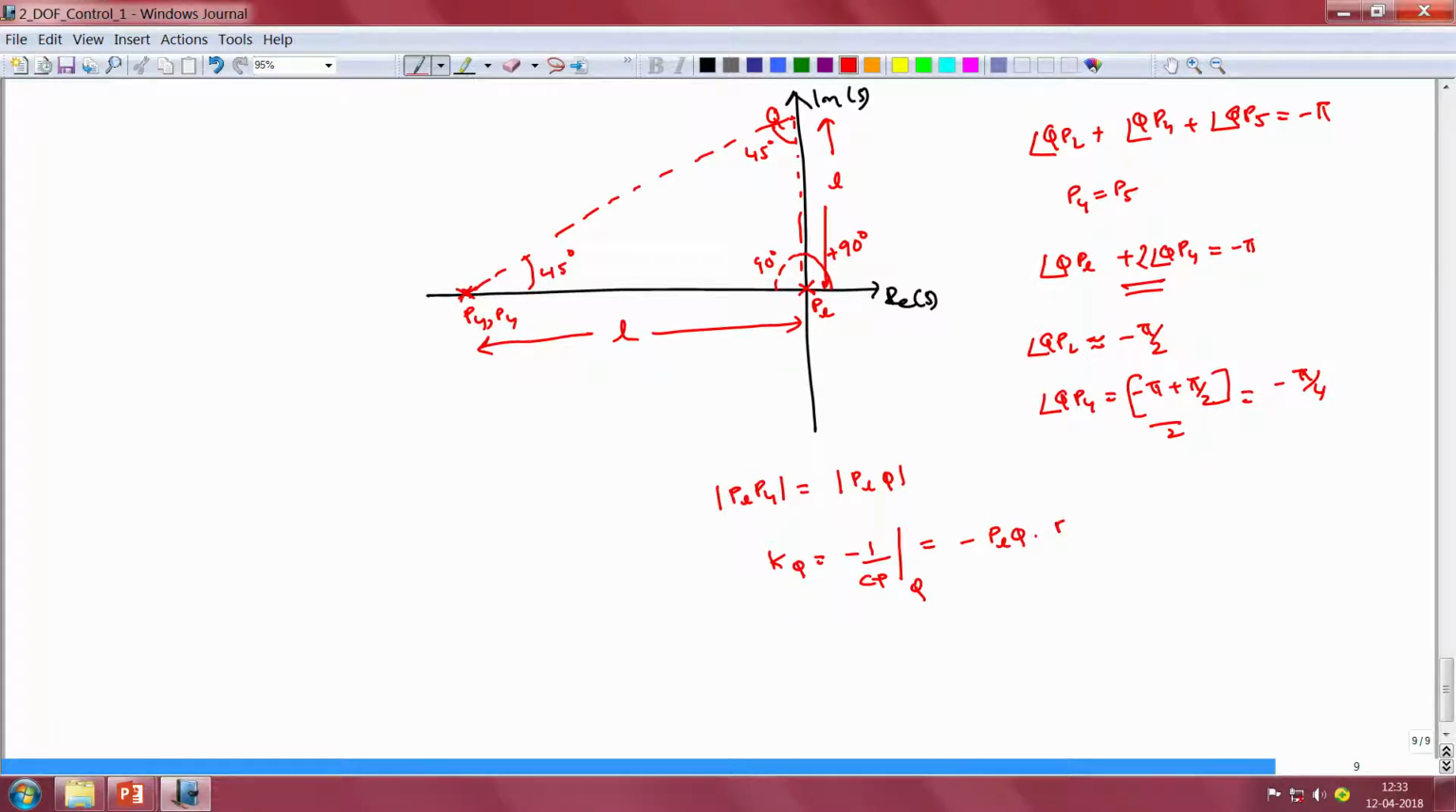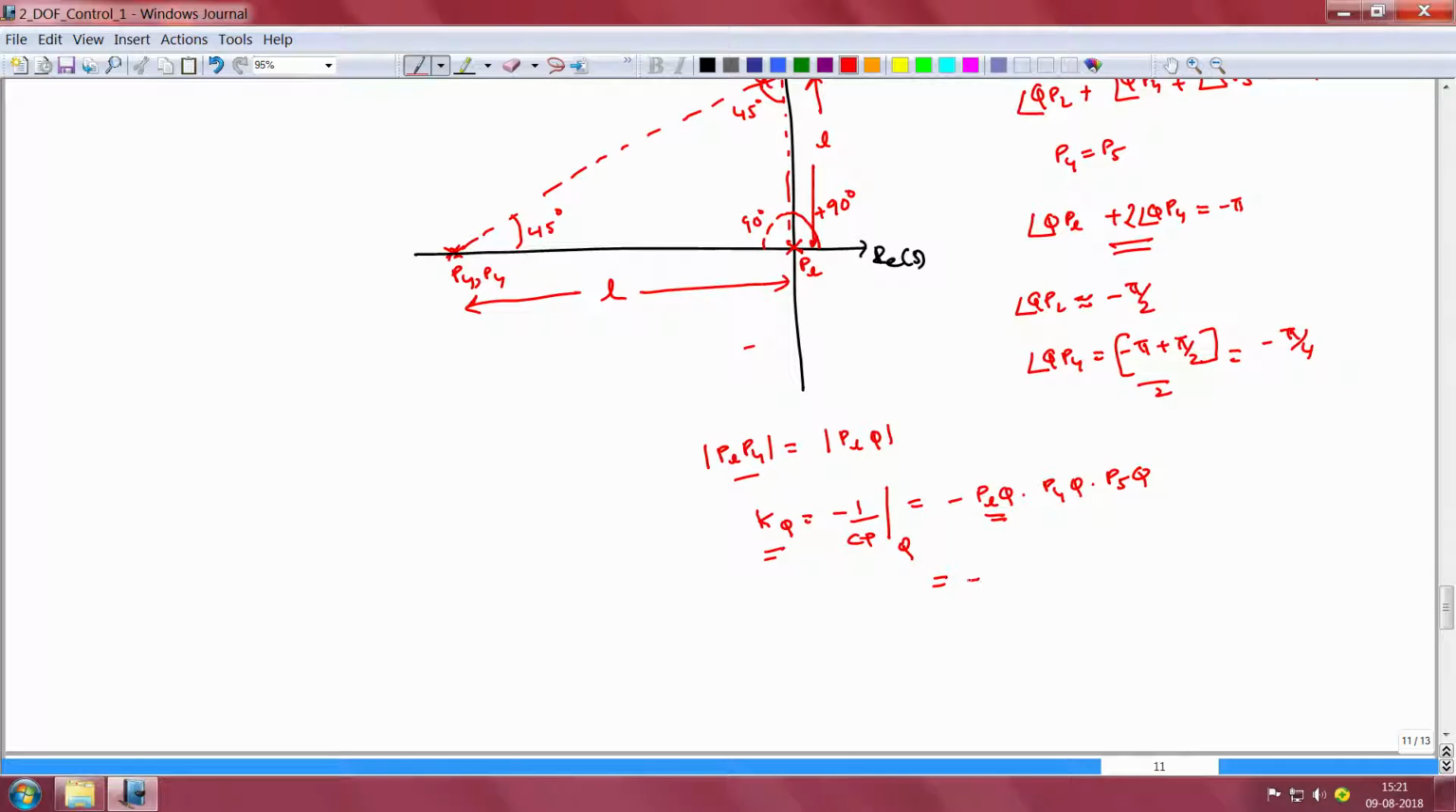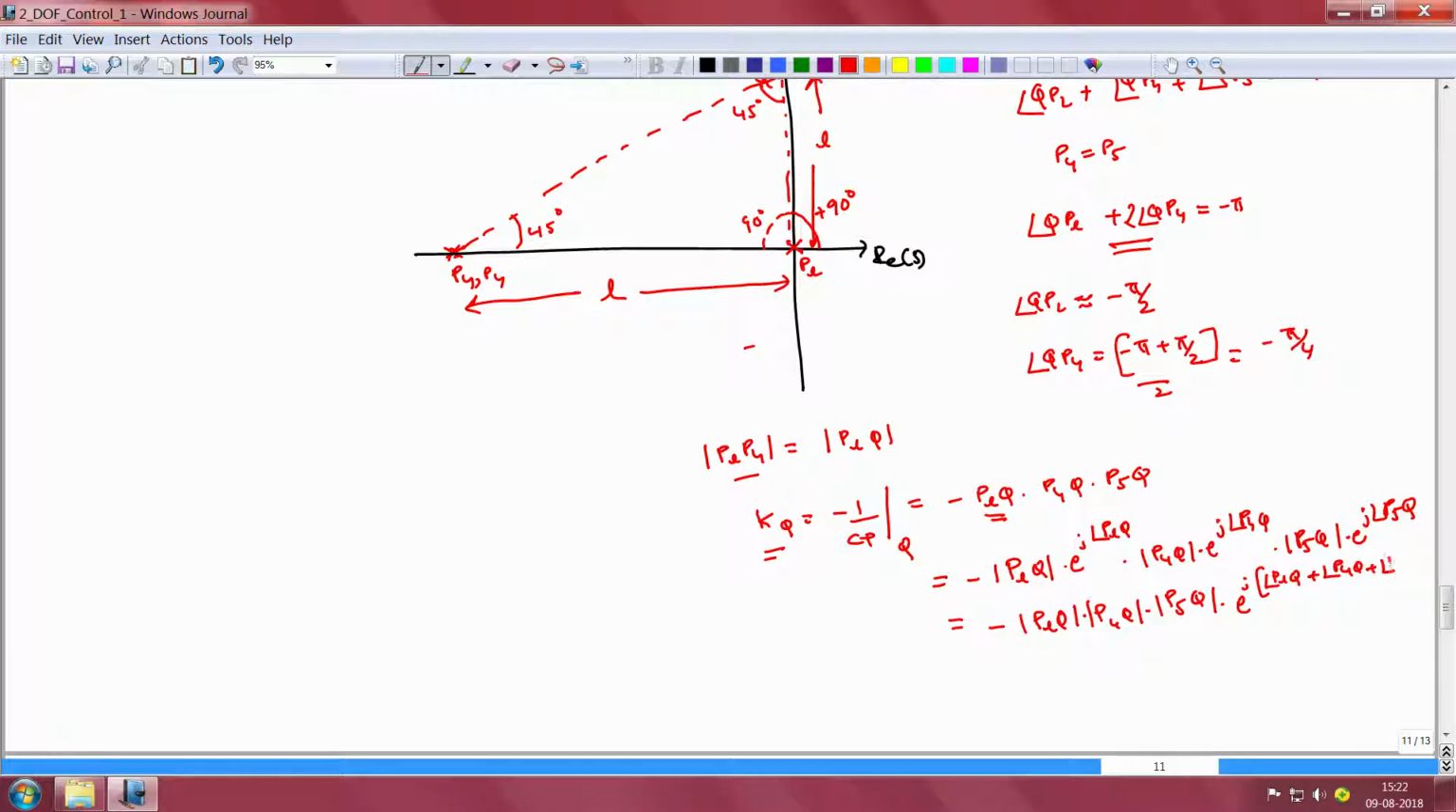PLQ times P4Q times P5Q, and this in turn is given by minus of magnitude of PLQ times e to the power j angle of PLQ times magnitude of P4Q times e to the power j angle of P4Q times magnitude of P5Q times e to the power j angle of P5Q, which can be simplified to be equal to minus of the magnitude of PLQ times the magnitude of P4Q times the magnitude of P5Q times e to the power j of the angle of PLQ plus the angle of P4Q plus the angle of P5Q.